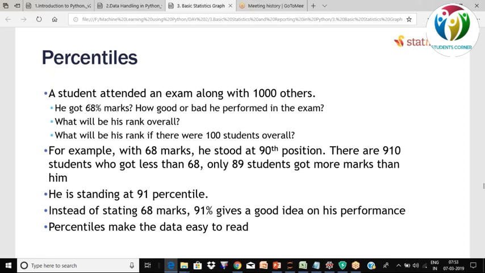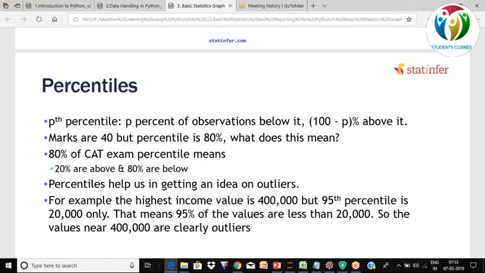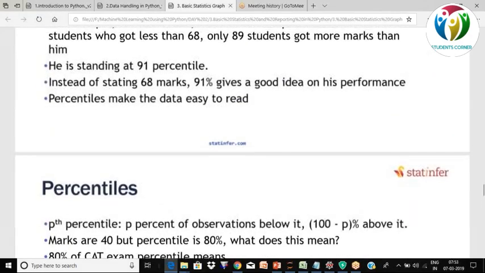But if you just look at 68%, the thought comes to our mind, okay, he's not done well in the examination. But if you look at it in terms of percentile, that gives a good picture. So let's say marks are 40. Let's look at this.